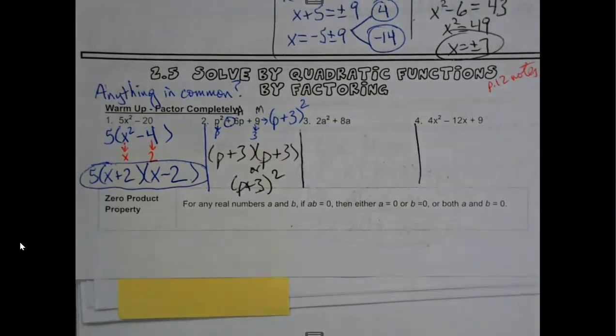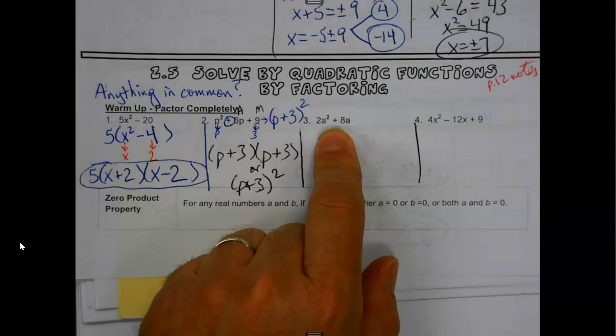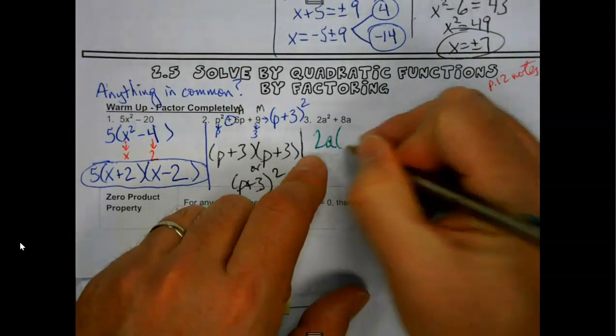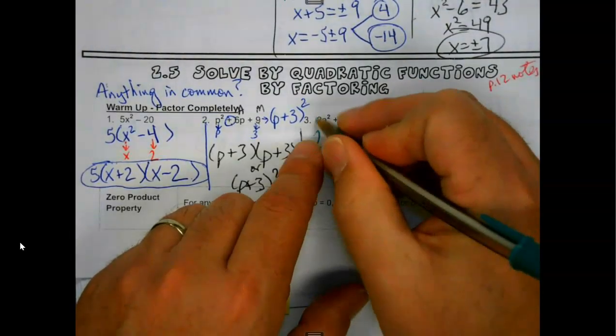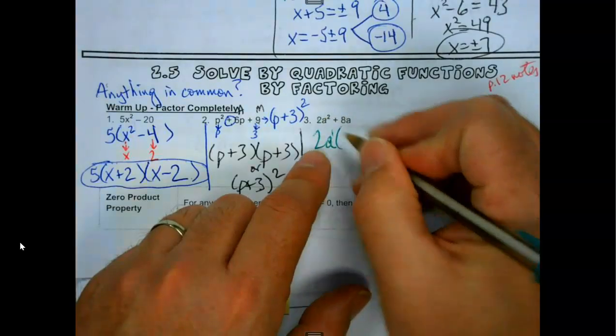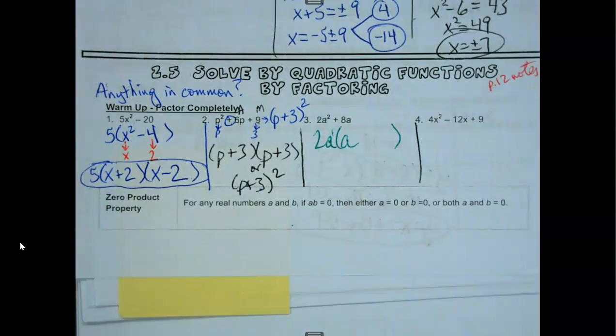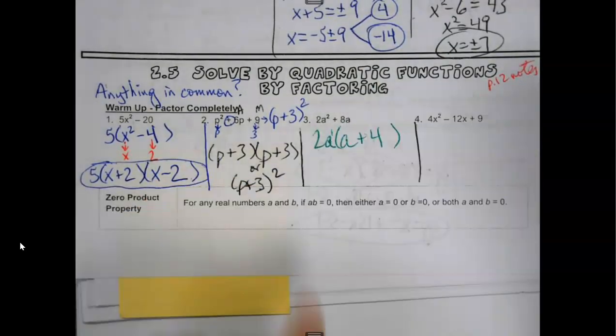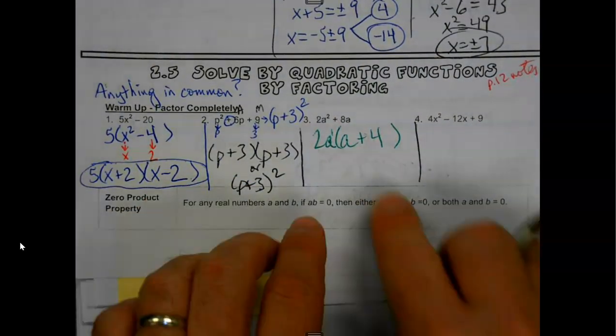Let's see. What do we have in common on number 3? 2a. Divide 2 into both, divide a into both. So 2a squared divided by 2a, subtract your exponents, so I need one more a. 8 divided by 2 is 4. I've already got one a, I do not need another one.